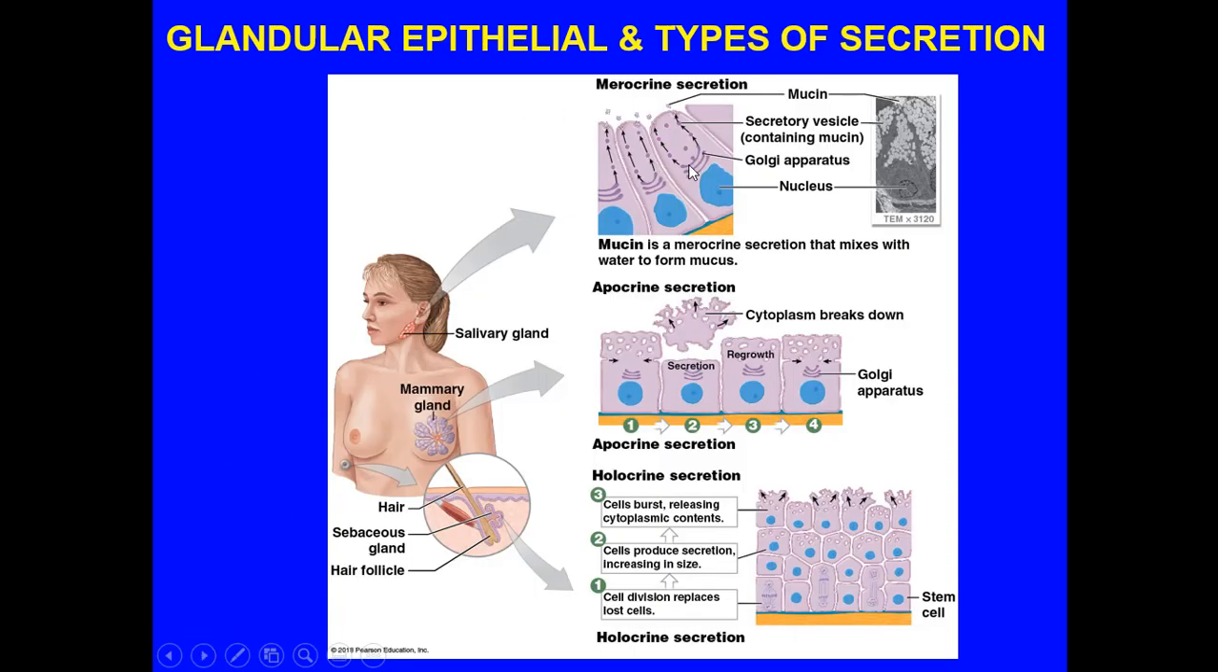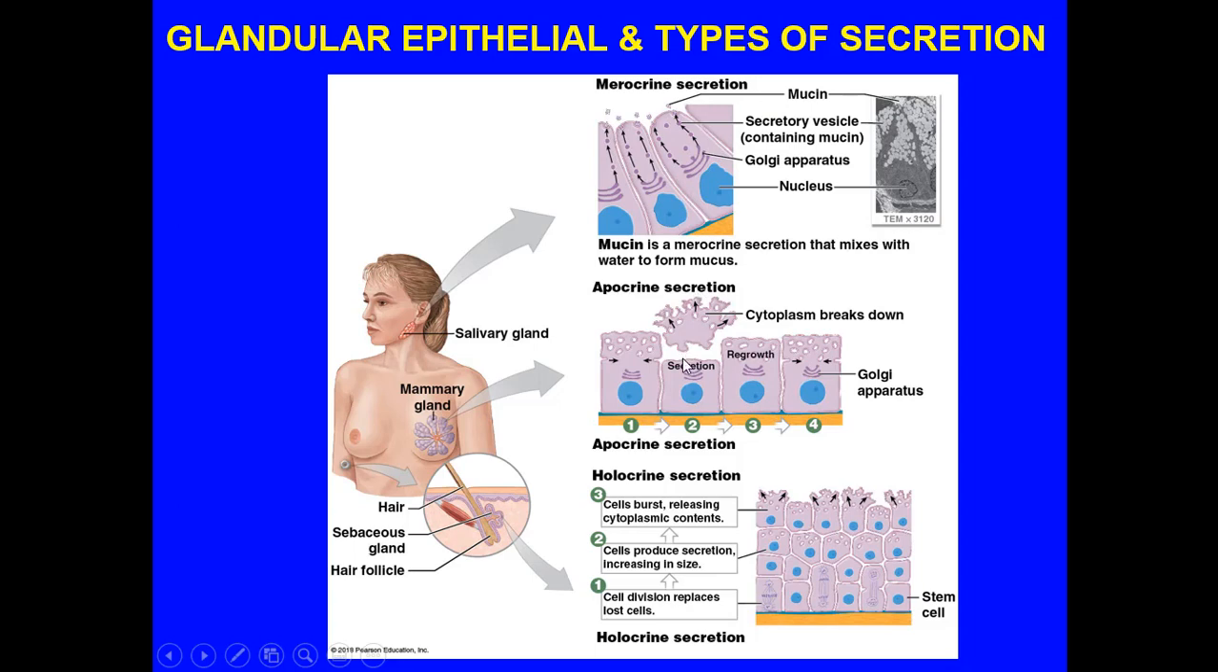Merocrine, you can see these little vesicles leaving the Golgi apparatus, and in this case it would be mucin, which is a protein, which when you mix it with water, it's mucus. And you have the secretory vesicle fusing here. This would be exocytosis. Okay.